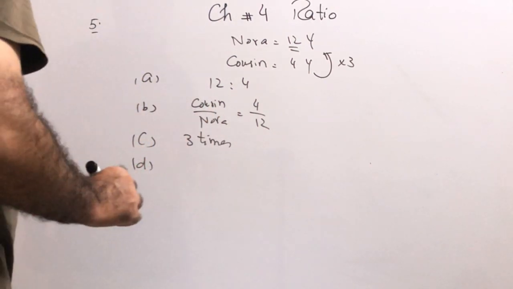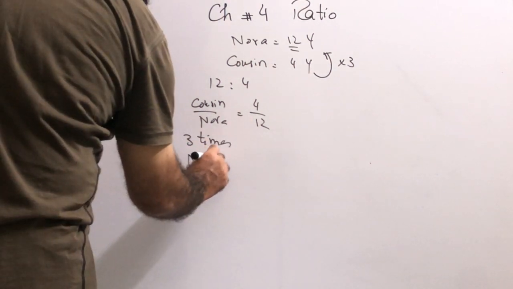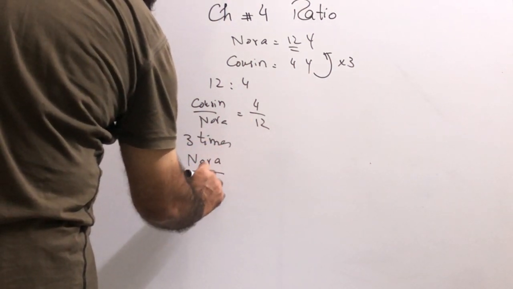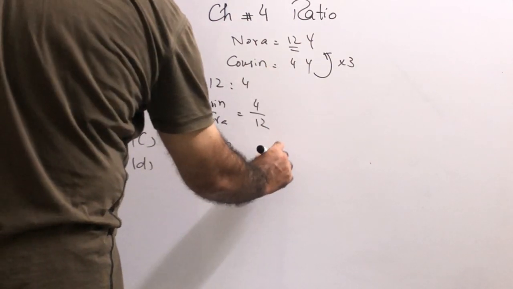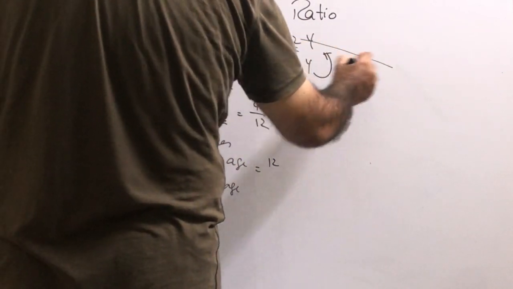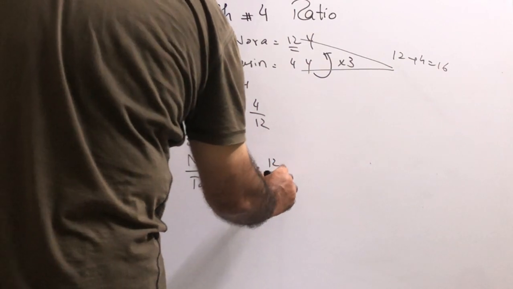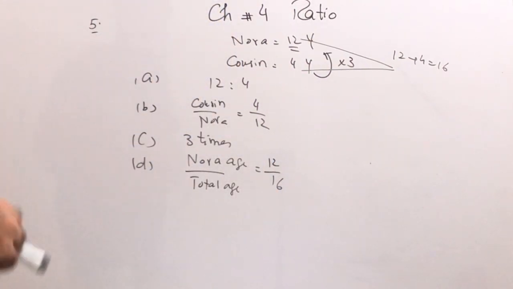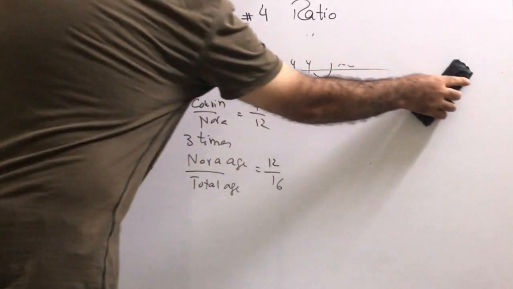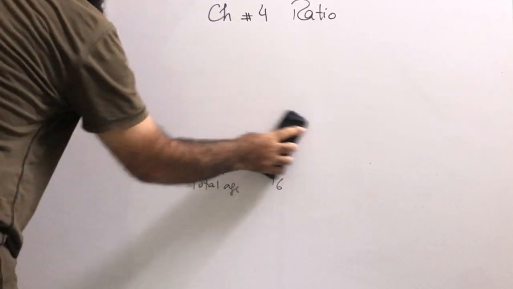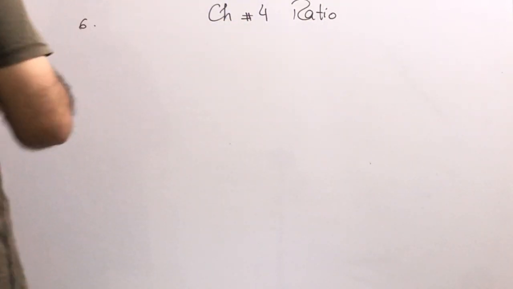Number D says the ratio of Nora's age to the total age. Nora's age and total age. Nora is 12. Total age means Nora's age and cousin's age. 12 plus 4 is equal to 16. So it becomes 12 over 16. This is the answer for part D. So by this way we have completed the question number 5. It was very easy. So easily we got all the answers. Now we move to question number 6.